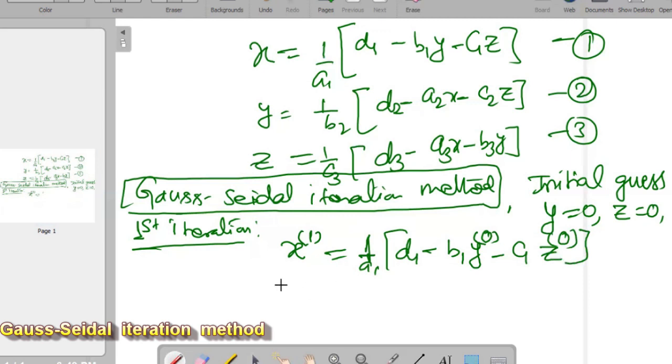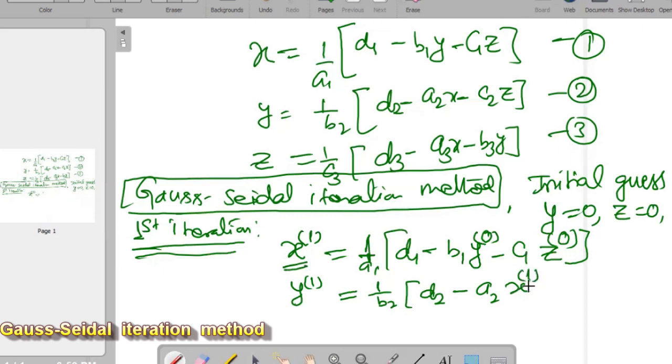And in the first iteration, the value of y, which equals 1 by b2 times (d2 minus a2x). For the value of x, we use the value of x in the first iteration. So we write here the value of x in the first iteration, but for the value of z we use the initial guess, z equals 0. So this process is called the Gauss-Seidel iteration process.